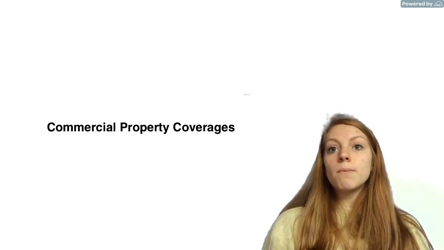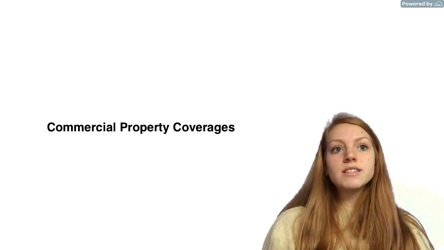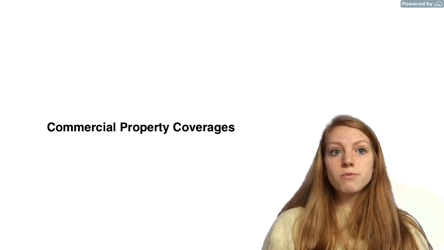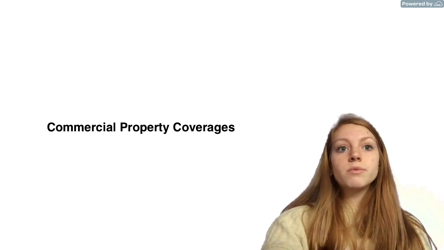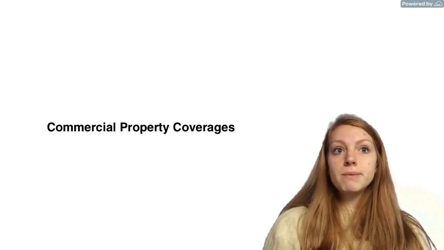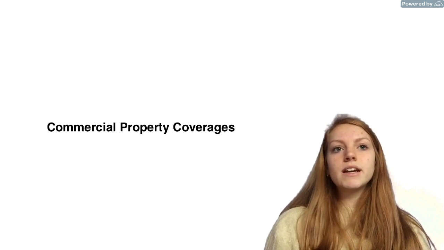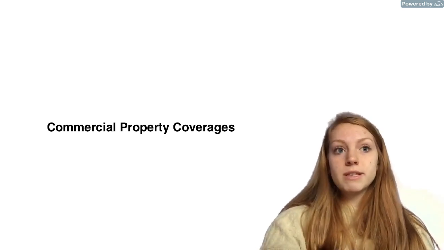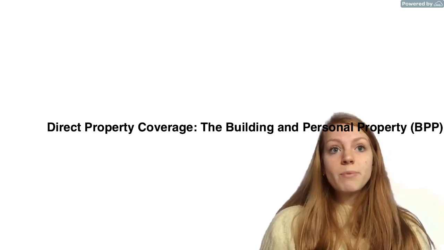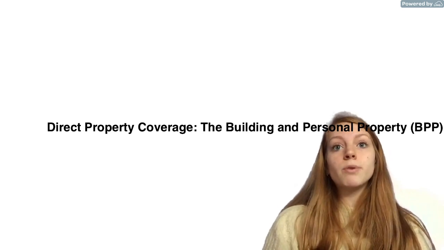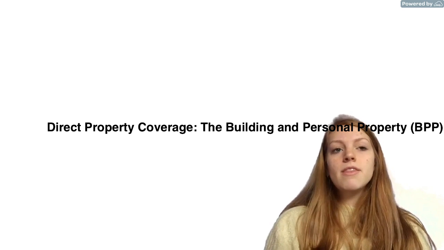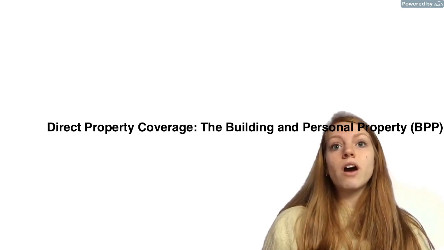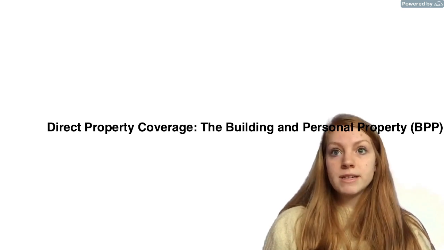The remainder of the commercial property coverage consists of the following: the Building and Personal Property (BPP) coverage form, one of the 3 causes of loss forms for the BPP, Business Income Coverage (BIC or BIC form), and endorsements. Direct Property Coverage, the Building and Personal Property BPP form. The BPP provides coverage for direct physical loss to buildings and/or contents as described in the policy.